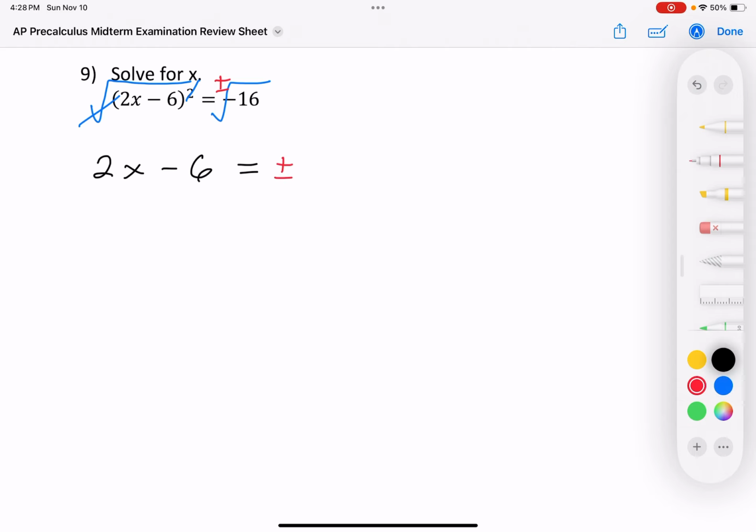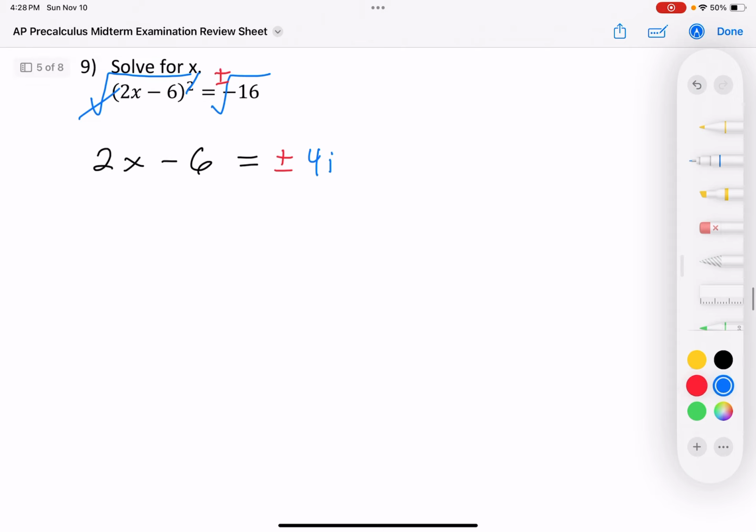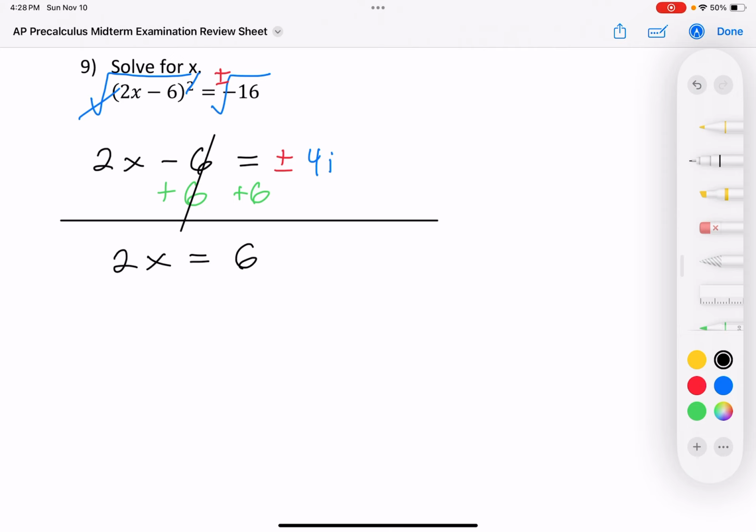Well, the square root of a negative number, that's going to be imaginary. So I'm expecting to see an i. And the square root of 16 is 4. So that's plus or minus 4i. Next, to get x by itself, I'm going to do the inverse operation. The inverse of subtracting 6 is to add 6. So 2x equals to 6 plus or minus 4i.